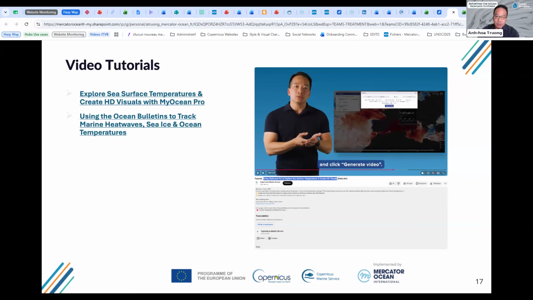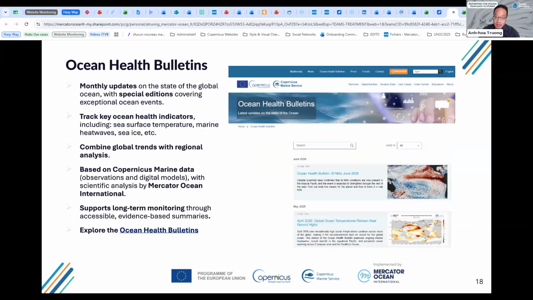You can find those bulletins on the Mercator Ocean International website, but also on the Copernicus Marine Service website. Speaking of which, those are the ocean health bulletins as they are presented on the Copernicus Marine Service website. They provide monthly updates on the state of the ocean, with also special editions covering exceptional ocean events such as record temperature or a particularly strong El Nino for June 2026, as you can see on this screen capture.